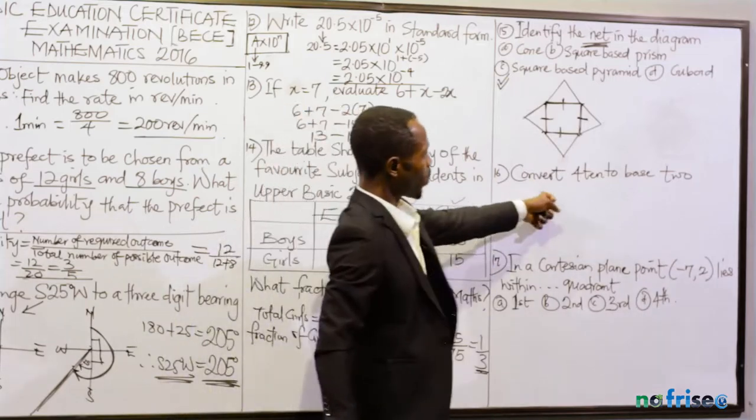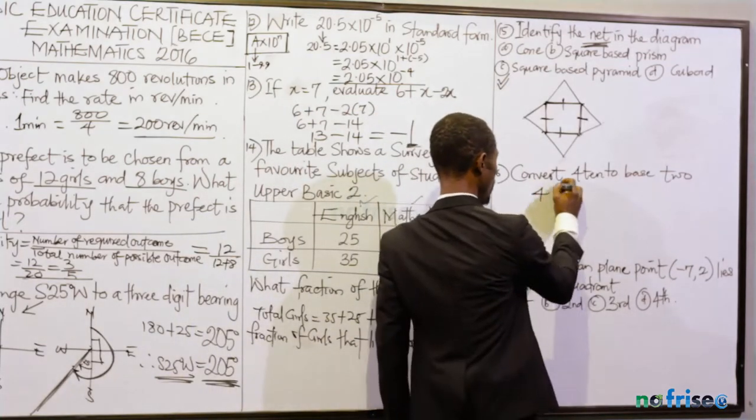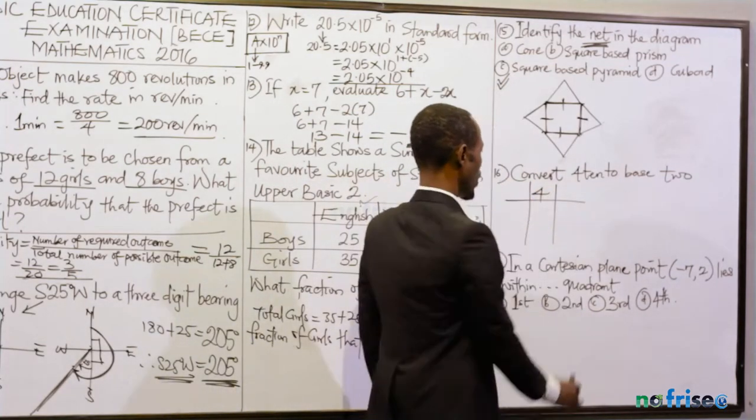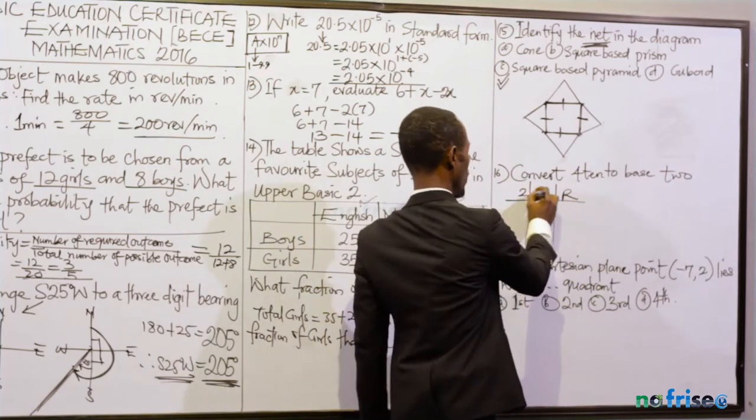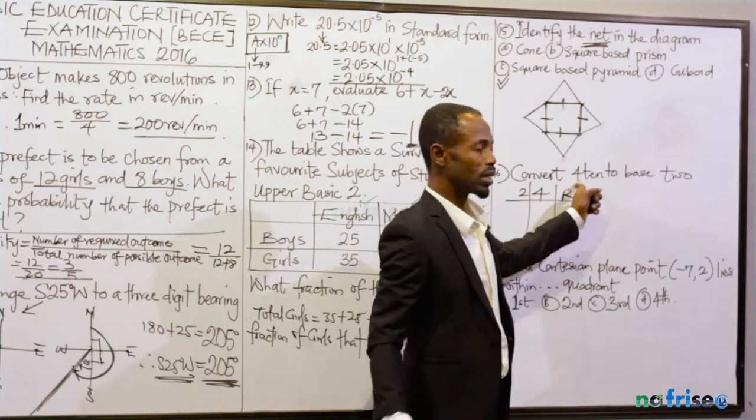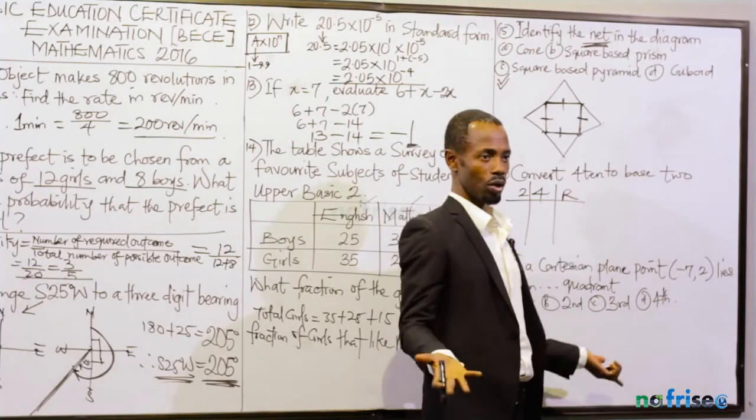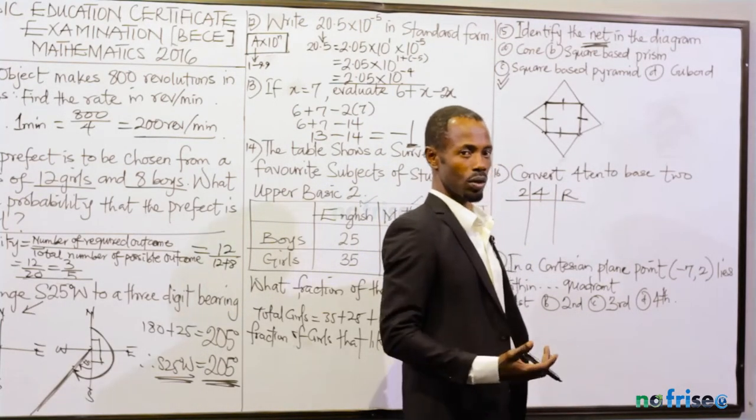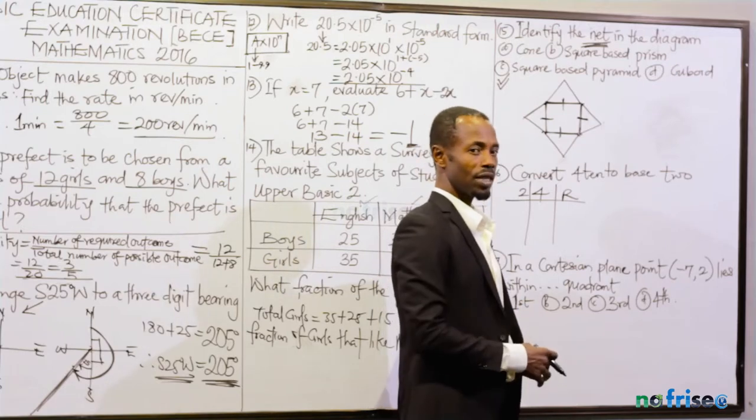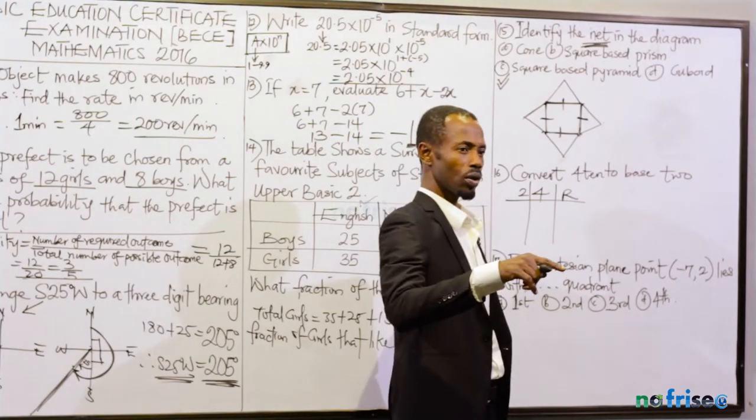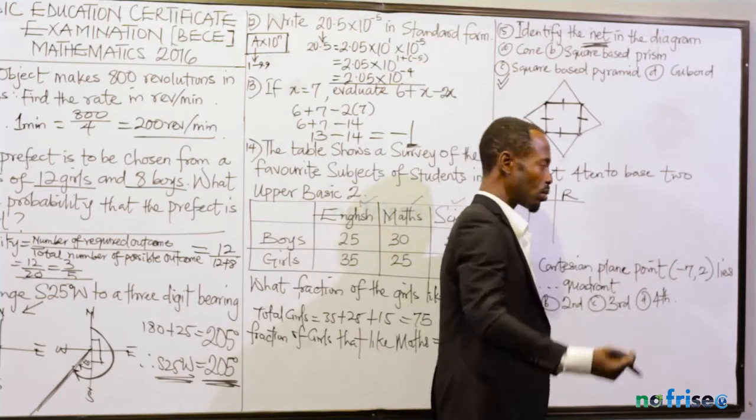They say convert 4 base 10 to base 2. What you do is divide by 2 and write your remainders as you go. I want you to convert 4 in base 10 to base 2. What do you do? You divide it by 2. If they say convert it to base 3, you divide it by 3, till you get to 0. Then take the remainders from the bottom up.